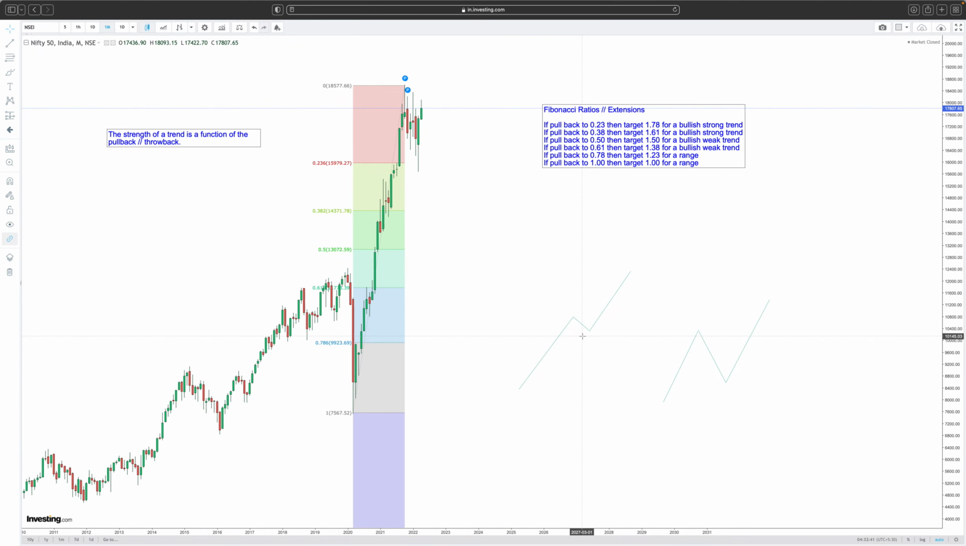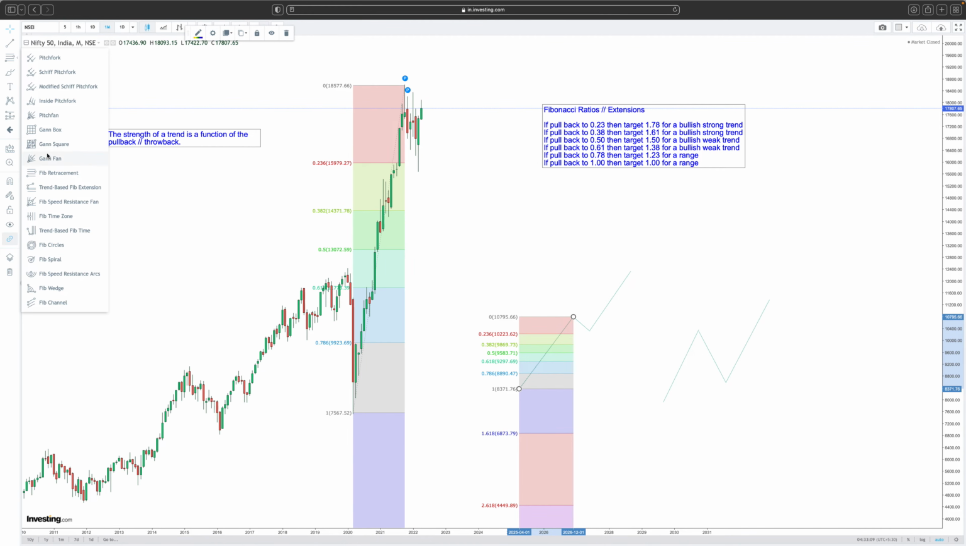If you chose the first case, then you're correct. The reason is that the strength of the trend, an uptrend has to move upwards, therefore it is an uptrend. But how strong the uptrend is, is a function of the pullback. For example, if I were to simply take the Fibonacci retracement and connect this low with this high, I will see that there is a pullback of just 23.6, which is our premise for a bullish strong trend.